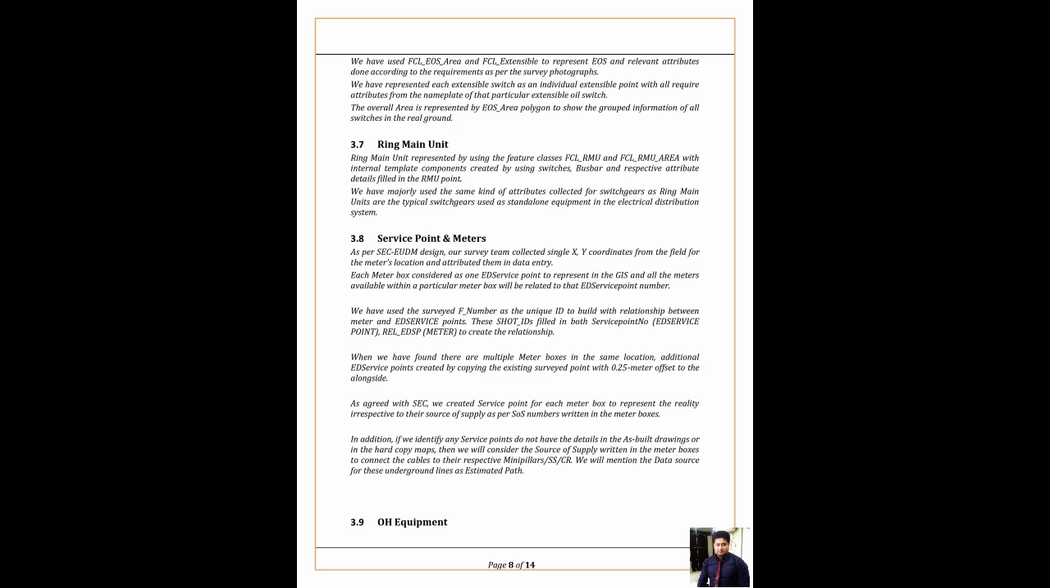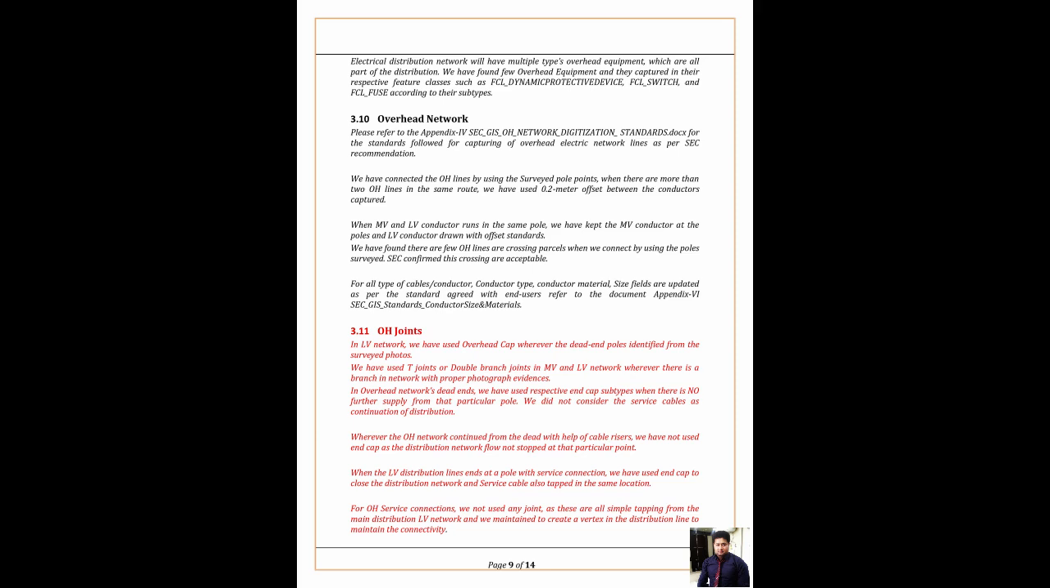3.9 OH equipment. The electrical distribution network will have multiple types of overhead equipment which are all part of the distribution. We have found a few overhead equipment, and they are captured in their respective feature classes such as FCL_dynamic protective device, FCL_switch and FCL_fuse according to their subtypes.